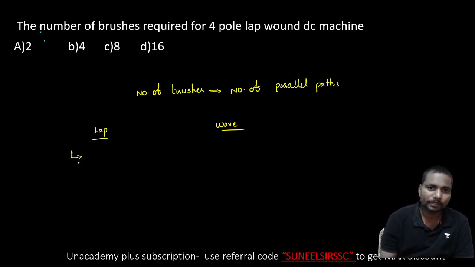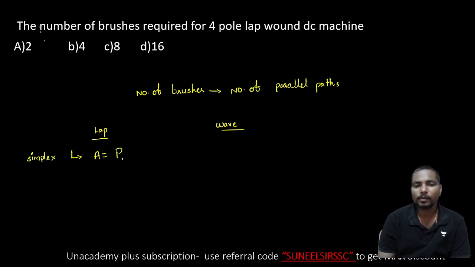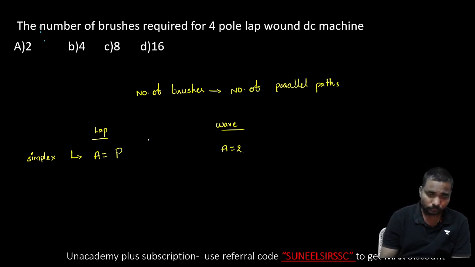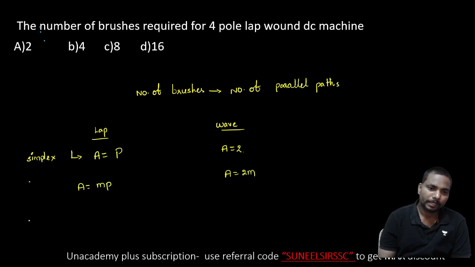So in the lap winding, the number of parallel paths is always equal to the number of poles, in case of simplex winding. I am taking the example for simplex winding. Number of parallel paths is equal to number of poles. In case of duplex or triplex, it will change. Here the formula is A is equal to M into P, where M is equal to 1 for simplex, 2 for duplex, 3 for triplex.